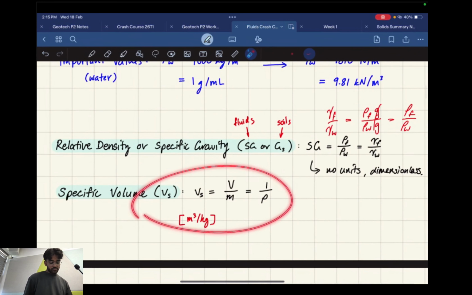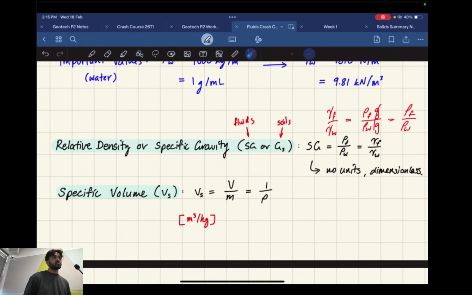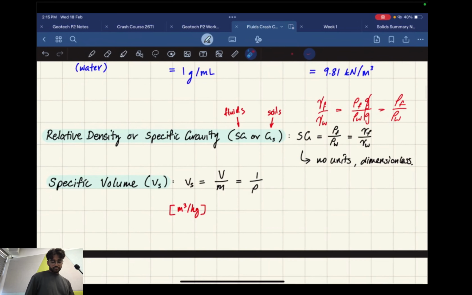Specific volume is really weird. It's just 1 divided by density. We don't really care about it. We don't really use it too much either. So I'm just going to skip over it.